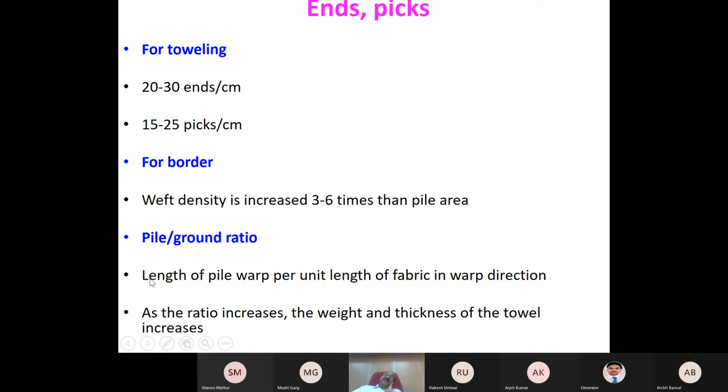Also, the next point, length of pile warp per unit length of fabric in the warp direction. As the ratio increases, the weight and thickness of the towel increase, because if the ratio increases, the number of loops per unit area will increase. That means the weight of the towel will increase and the thickness of the towel will also increase. So weight and thickness depend both on the pile ground ratio as well as loop length, that's the pile length.